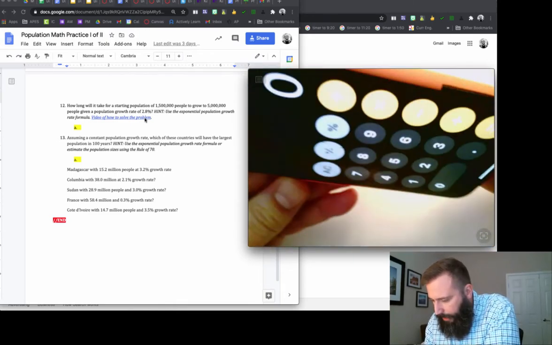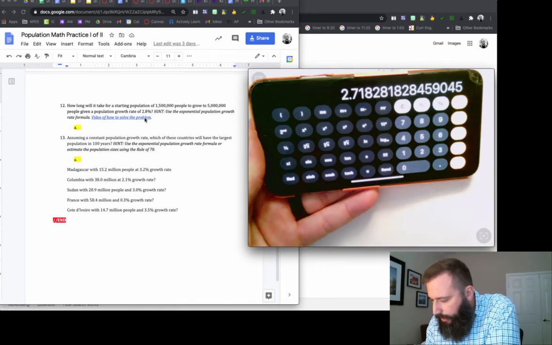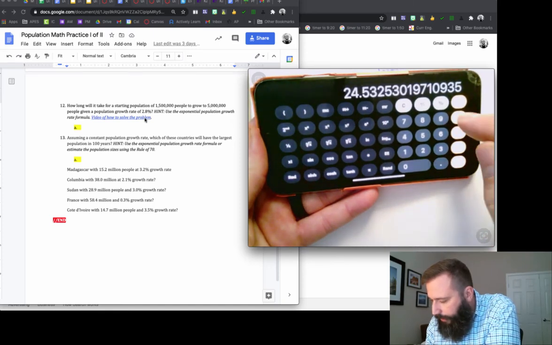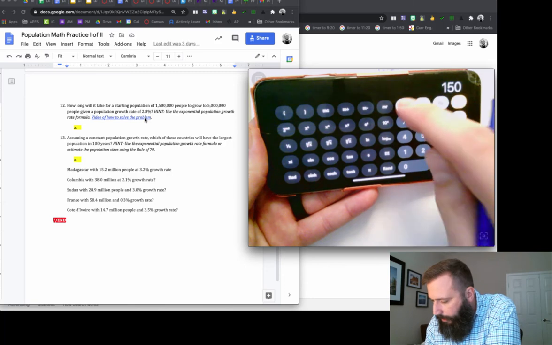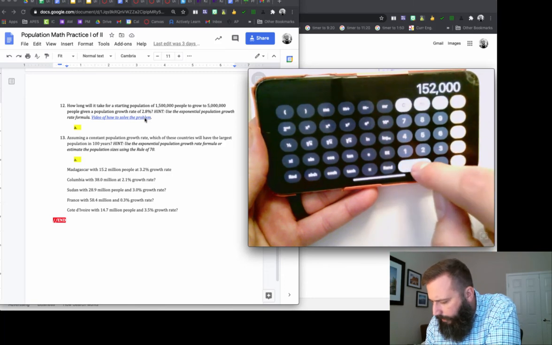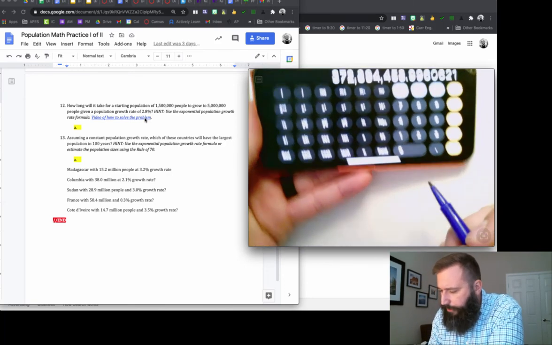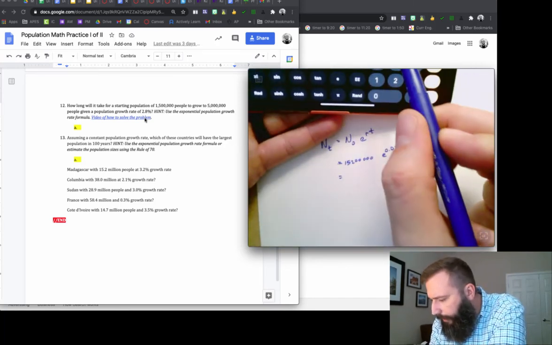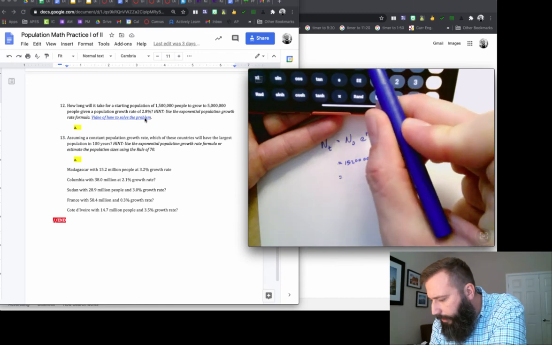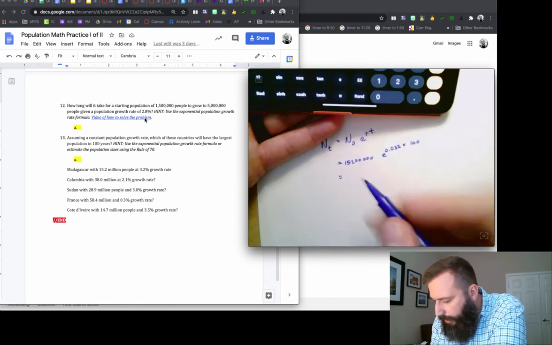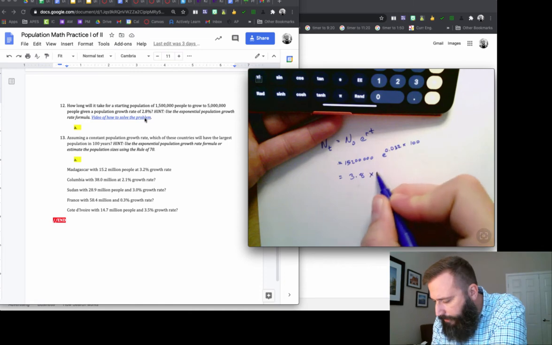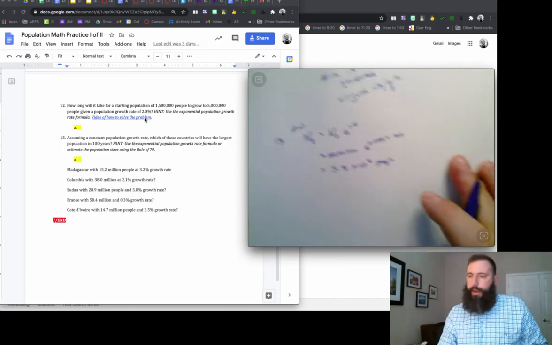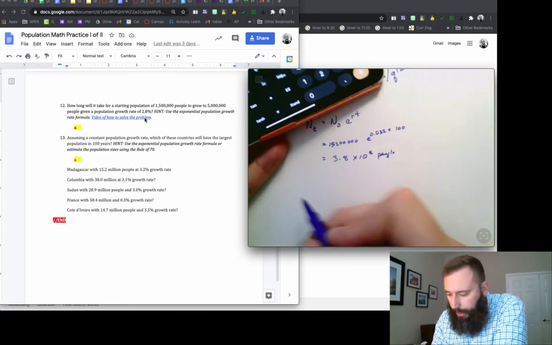So I'm going to say e to the 3.2 times 15.2 million. There we go. So this one, oh wow, huge number. It's going to be about 3.8 times 10 to the 8th people, more or less. That's for Madagascar. Let's go to the next one, Colombia.